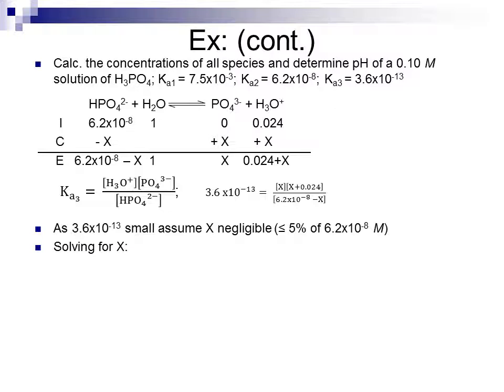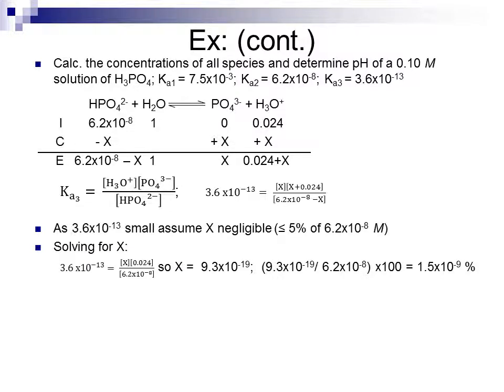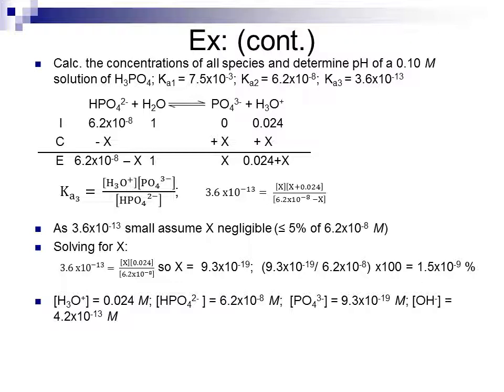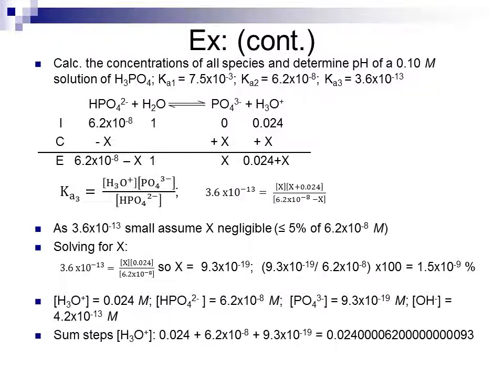Solving for x, assuming x is negligible in our addition and subtraction steps, we have 3.6 × 10^-13 equals x times 0.024 divided by 6.2 × 10^-8. X is then 9.3 × 10^-19. Comparing that against 6.2 × 10^-8 gives us a value of 1.5 × 10^-9%. So this is extremely small. Our hydronium concentration is still the same, 0.024. Our HPO4 2- concentration is 6.2 × 10^-8, still unchanged. Our PO4 3- concentration is 9.3 × 10^-19, and our hydroxide concentration remains unchanged.